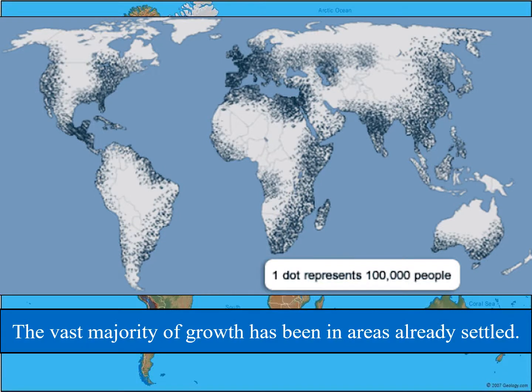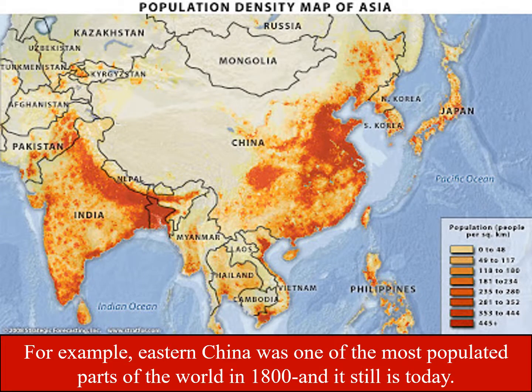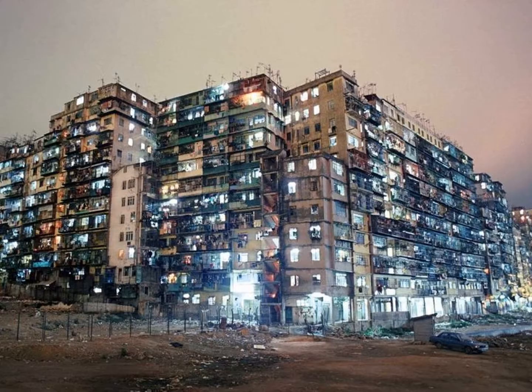The vast majority of population growth has been in areas already settled. For example, Eastern China was one of the most populated parts of the world in 1800, and it still is today. And the reason why these places are so densely populated is because these are the best places for agriculture in the entire world. This is the best farmland in the world, so it can actually support having a lot of people. With an ever-growing population density, we see humans invent new ways to live in larger numbers, including different types of buildings. Take a second and watch this video about some of the world's previously most densely populated places.